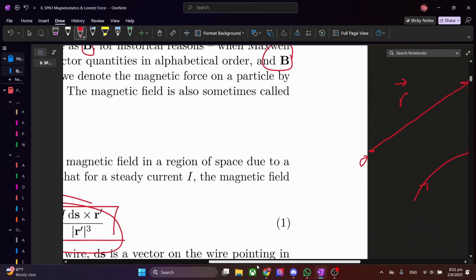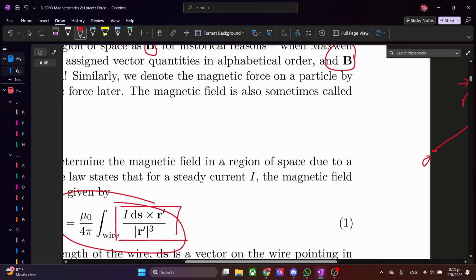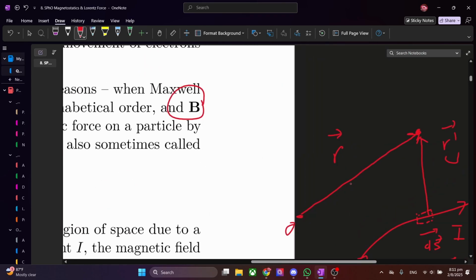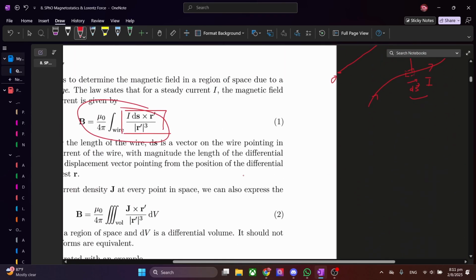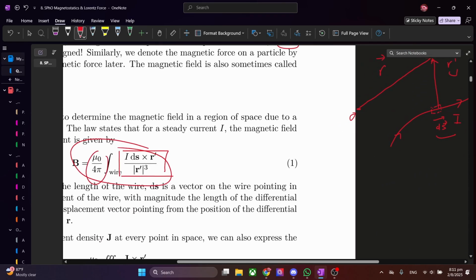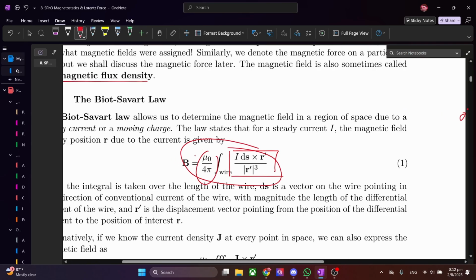So that basically means you take this vector, you cross this vector, and then you multiply that by the current, and then you divide that by this r prime distance all cubed. Once you integrate that over the entirety of the wire, and you multiply by this constant, you get the magnetic field. And this constant, I think it's called the magnetic permeability, the permeability of free space, I think.